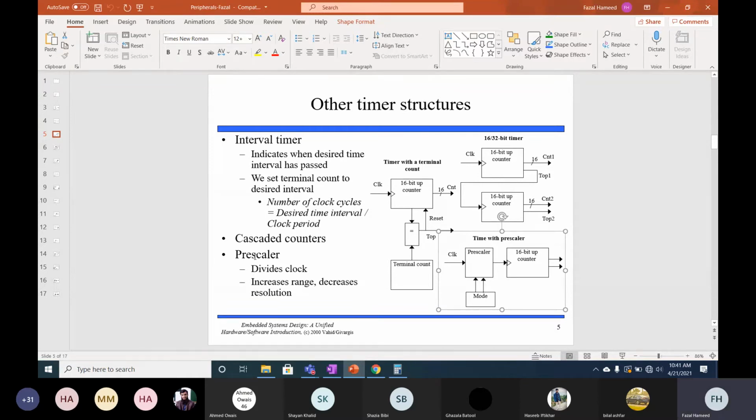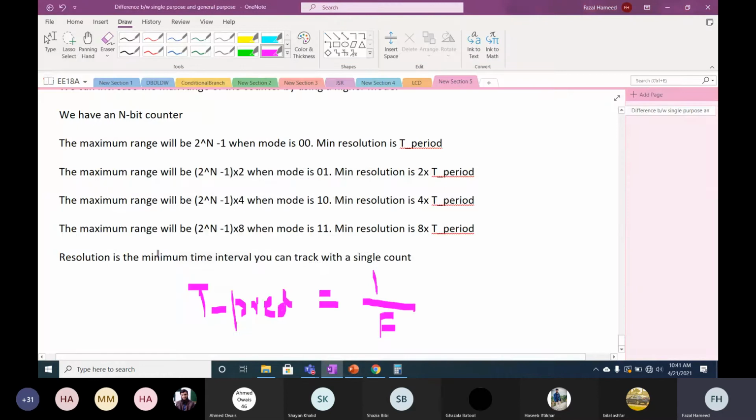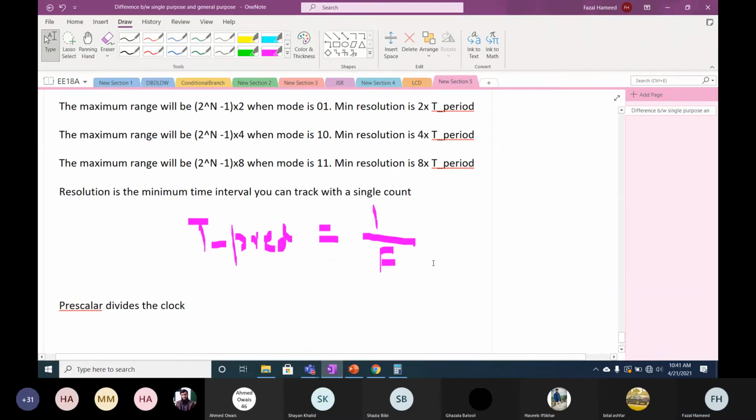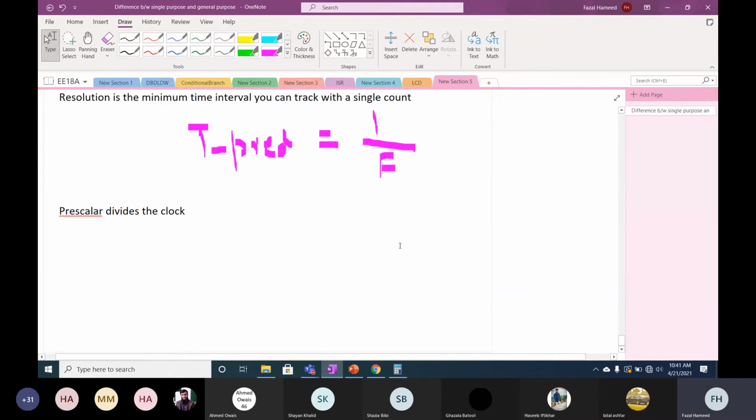So what is a clock divider? Can you tell me what is a clock divider? Prescaler divides the clock. Can you let me know what is a clock divider? Anybody?